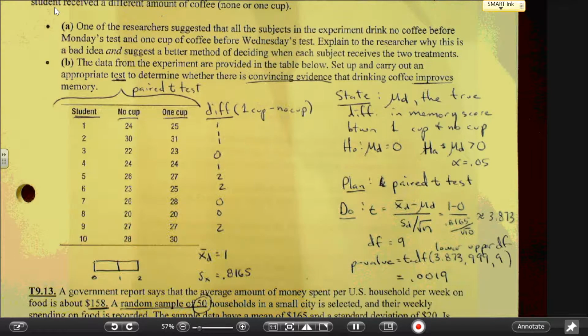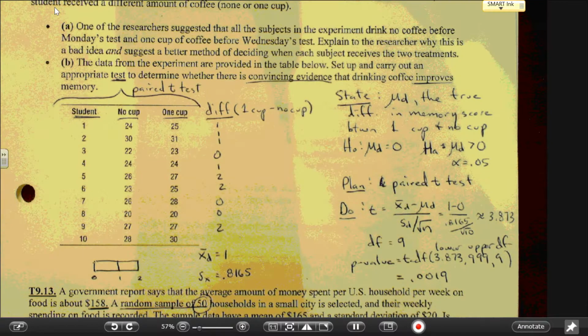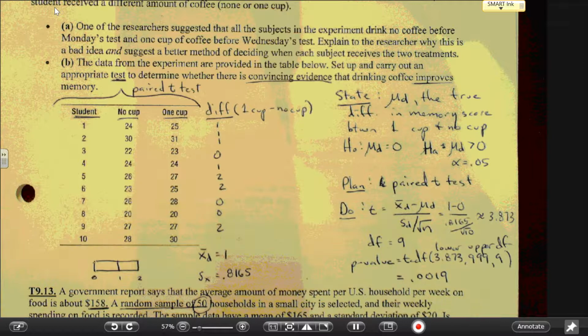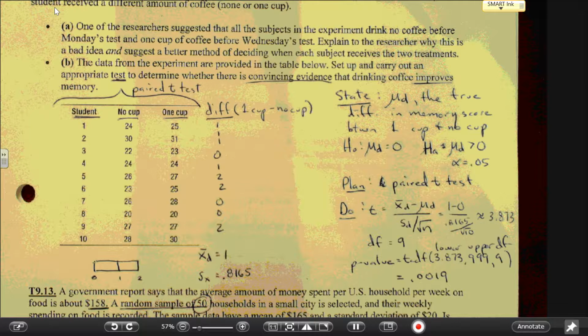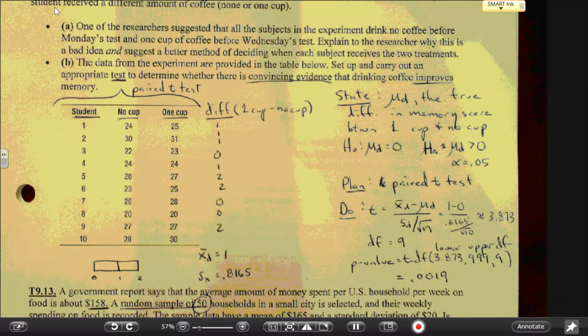So what you want to do instead is randomize the order in which they get the coffee or don't get the coffee. In other words, you take each subject, you flip a coin. If heads comes up, that means they don't get coffee on Monday, but they do get coffee on Wednesday, and vice versa if you get tails. So that's question A. But question B is the one that deals with the significance test.